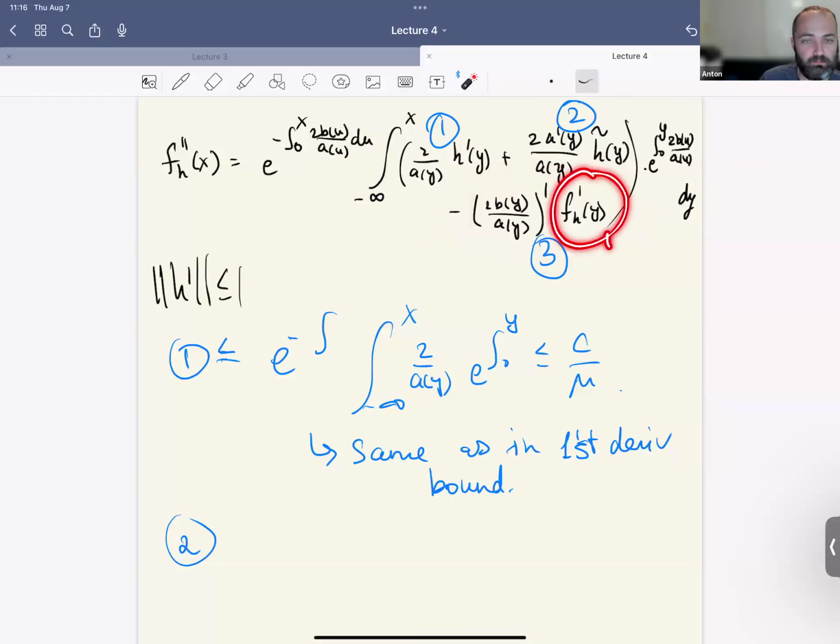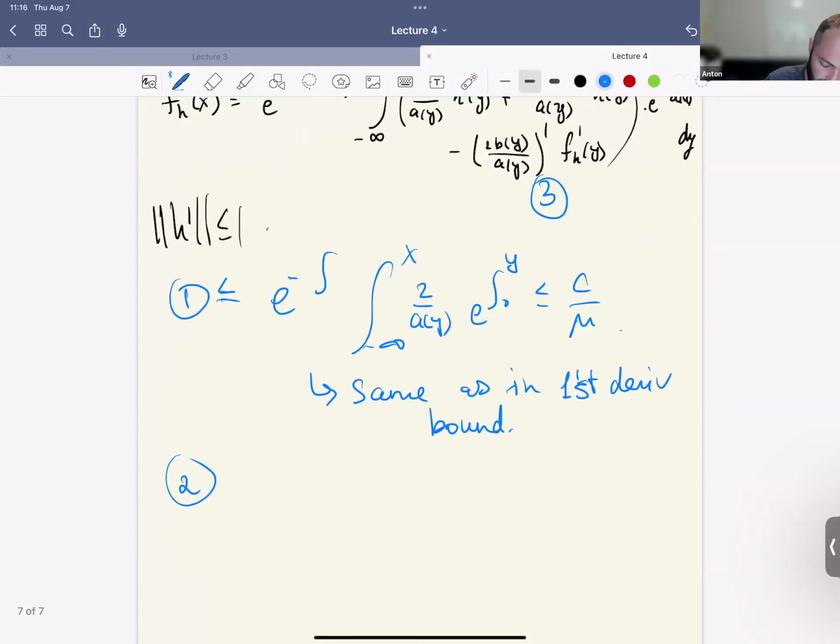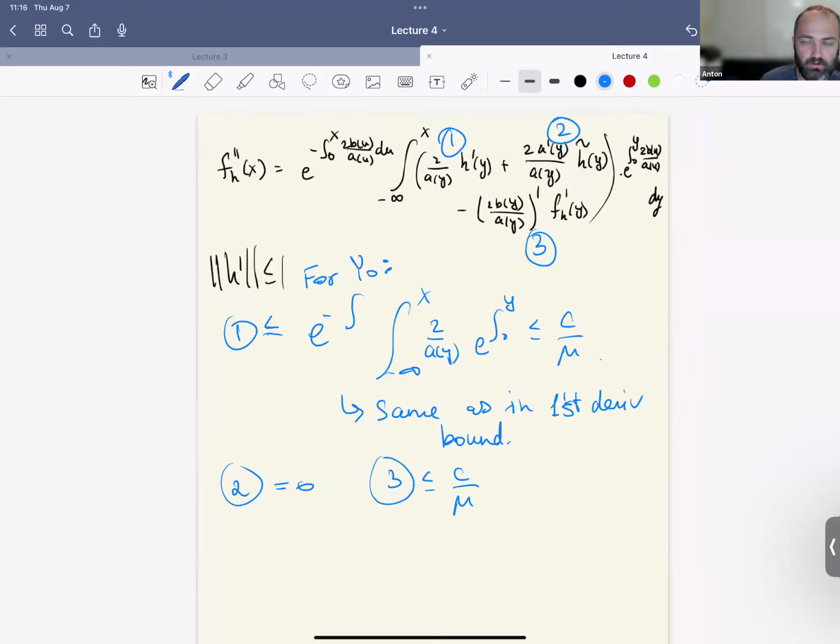So f prime we bounded by a constant. That's great. The ratio b over a prime. Again, in our special case, b is linear, a is a constant, so b over a prime is just a constant term. Okay, so in our case, for y0, term 2 equals 0, term 3 is less than or equal to something like c over mu.